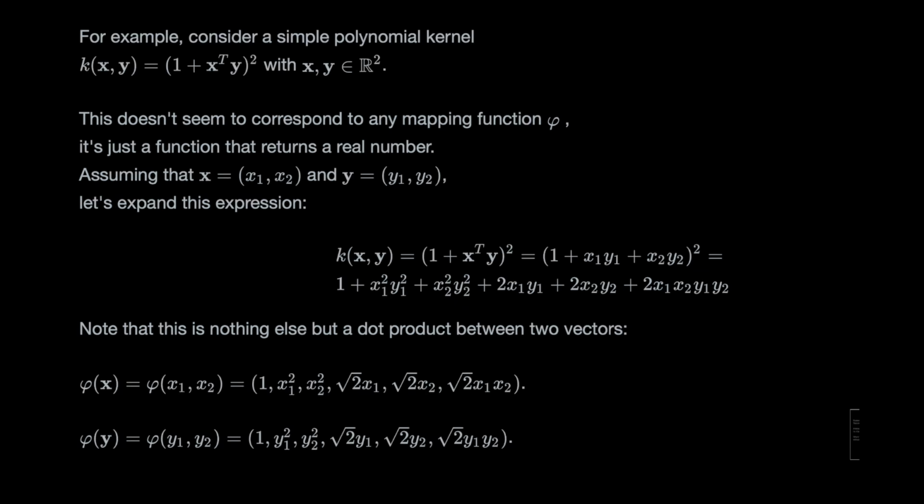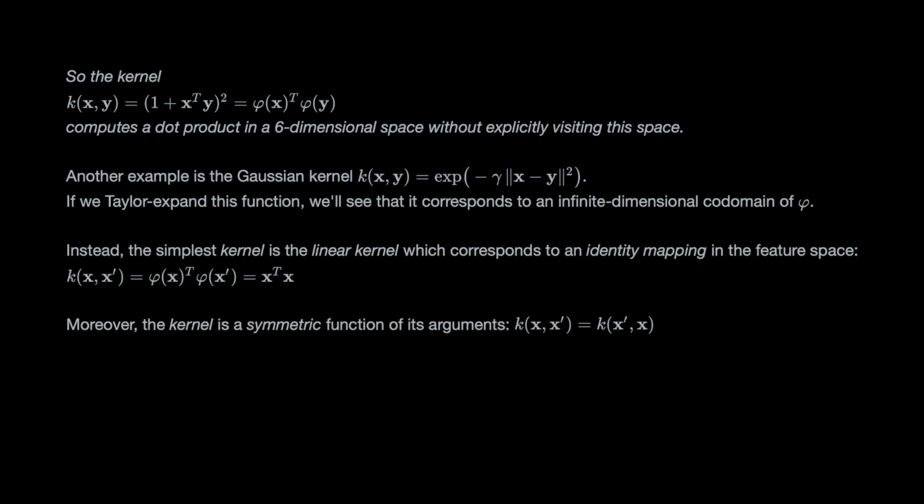For example, consider a simple polynomial kernel k of x and y, which is equal to (1 + x transpose y) squared, with x and y in R^2. This doesn't seem to correspond to any mapping function phi, it's just a function that returns a real number. Assuming that x and y are vectors with their coordinates x1, x2, and y1 and y2, let's expand this expression. Note that this is nothing else but a dot product between two vectors, phi of x and phi of y. So the kernel k computes a dot product in a 6-dimensional space without explicitly visiting this space.